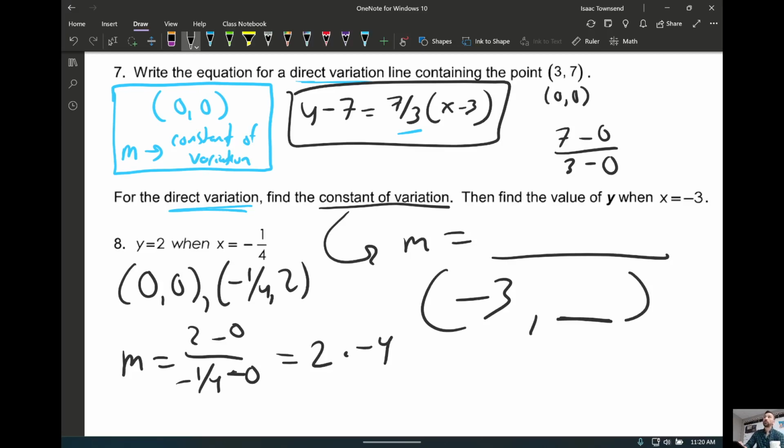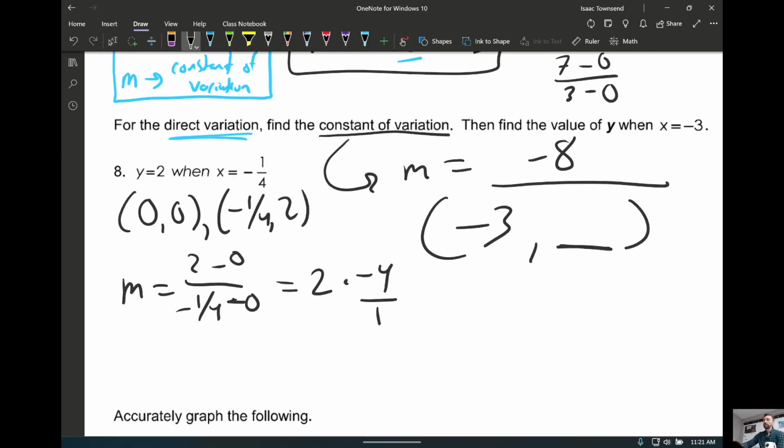Dividing by -1/4 is the same as multiplying by its reciprocal, and you should end up with -8. So again, as long as you know direct variation goes through the origin, and you know constant of variation just means slope, I'm not doing anything uniquely different here that I haven't done on this worksheet already.